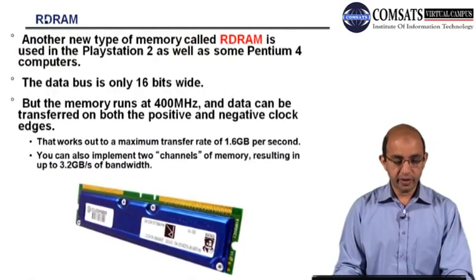Then we have RDRAM, that is Rambus DRAM, and it has only a 16-bit bus. But the memory runs at a faster speed and the data can be transferred on both positive and negative clock cycles. This is the RDRAM. It is almost obsolete now, and it is difficult to find.